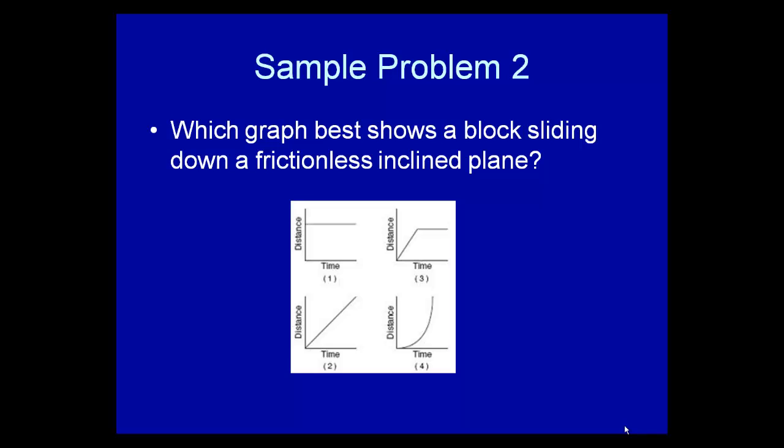So now, which graph best shows a block sliding down a frictionless inclined plane? Well, if I'm sliding down a frictionless inclined plane, I am going to accelerate. And it's frictionless, so it's not going to stop accelerating. So since a is positive, the best answer is number 4.